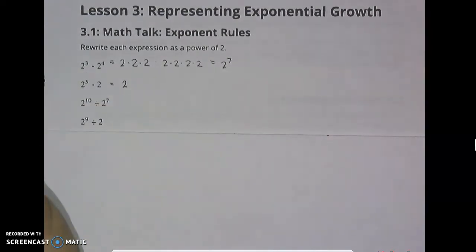Okay, so here we have 2 to the 5th times 2. That's going to give us 2 to the 6th power, because this is a 1 there.